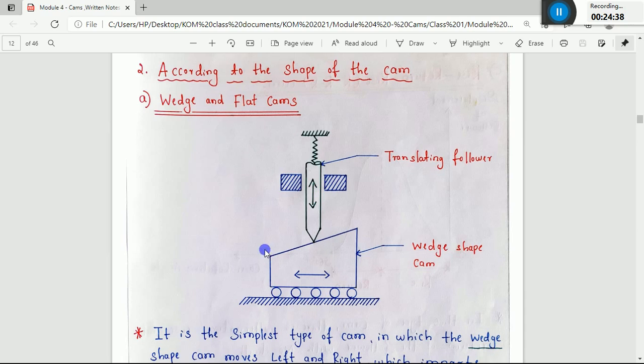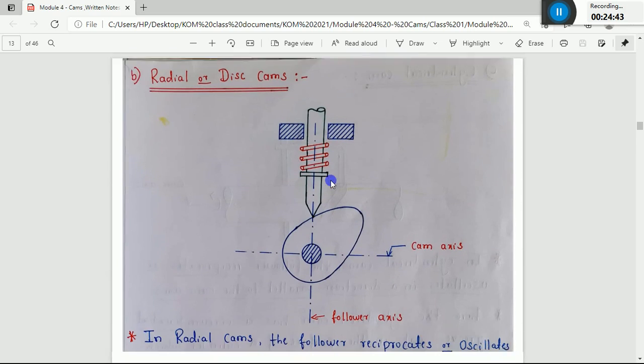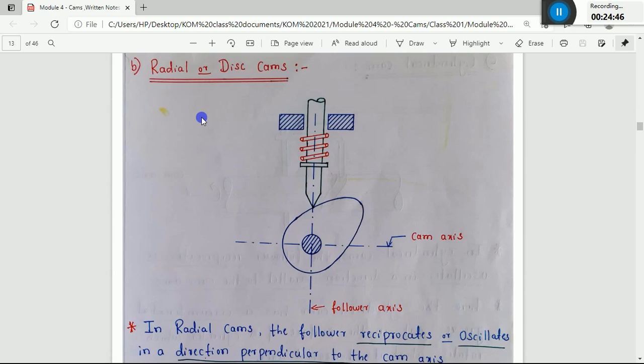Okay, so this is about the wedge and flat cams, and I'll go with the next one, radial or disc cams. Just copy this figure. I've already discussed this in the classification of followers. As I discussed, radial means you can see the axis of this follower is in line, or passing through the center of this camshaft. So it is called a radial cam.